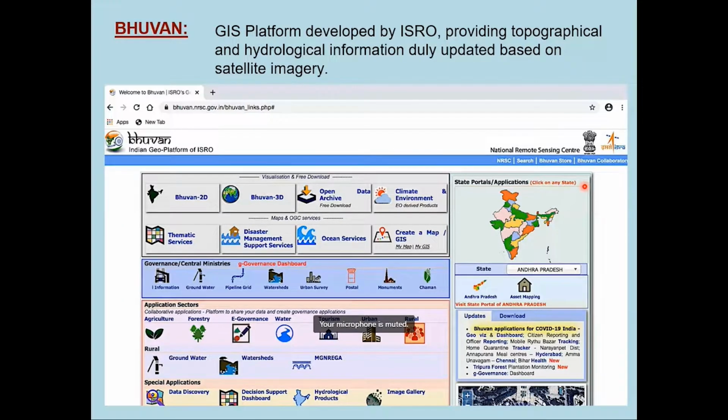This is only the Bhuvan site. You have to use the hydrological product map, and then you will find all the data. But this is just for your information. This will be covered in detail. So don't bother about this site or try to write down the names of these sites.